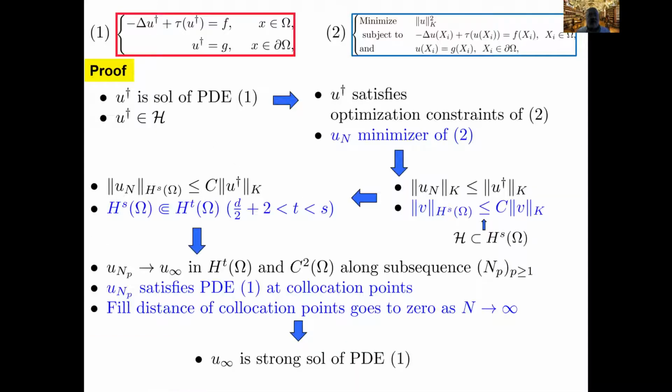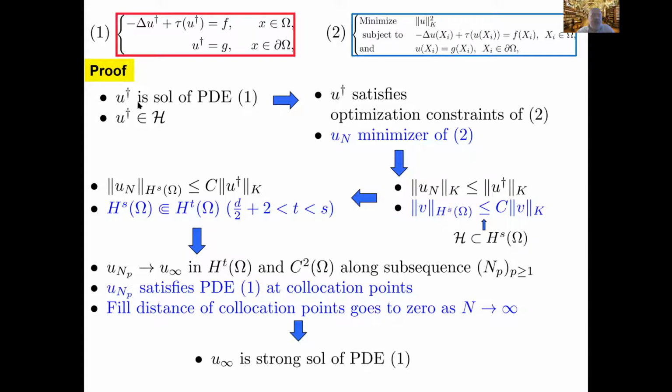Now, I will present the proof of this theorem, not only because it is simple, but also because it reveals a fundamental mechanism supporting kernel methods. And this proof also generalizes to arbitrary nonlinear PDEs.